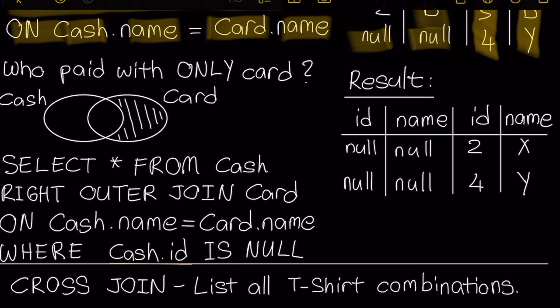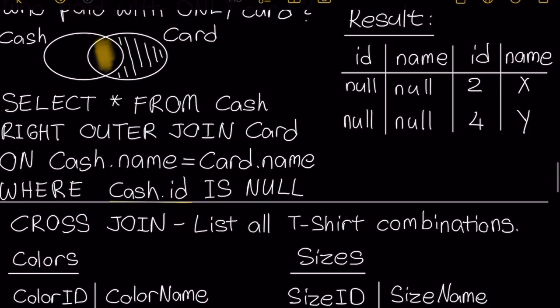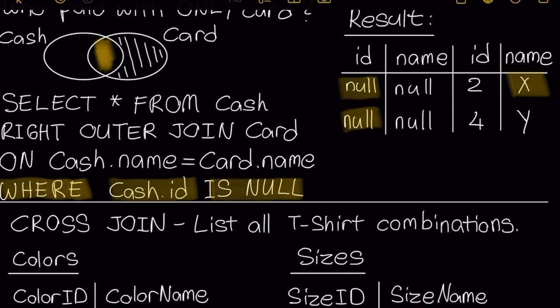And again, we can avoid the intersecting part by asking the question, who paid with only card? And to do this, all we have to do is add a where clause: cash ID is null. Again, we have the cash ID null here, so it only returns X and Y.